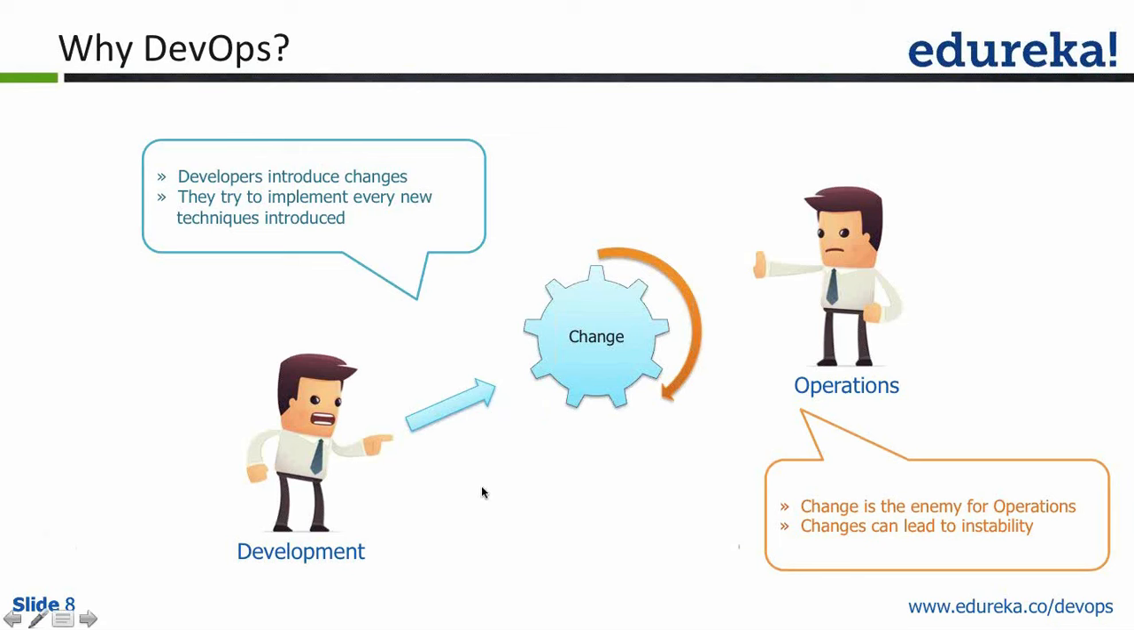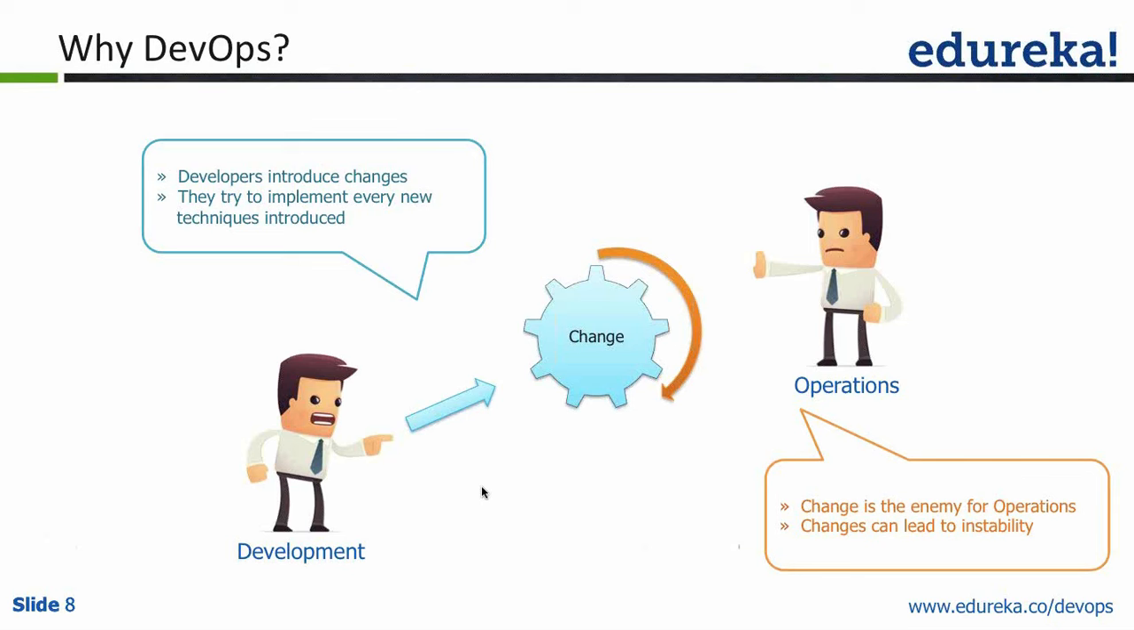And then for operations, change, we call it the big enemy for operations, because typically, I would say in 70 to 80% of the cases, the problems, the incidents or the outages that happen are because of some change or the other. So as operations, the moment I know that there is some change coming in, I know that my life is going to be busy maybe for the next few hours, few days, few weeks. So change overall is the enemy for operations.